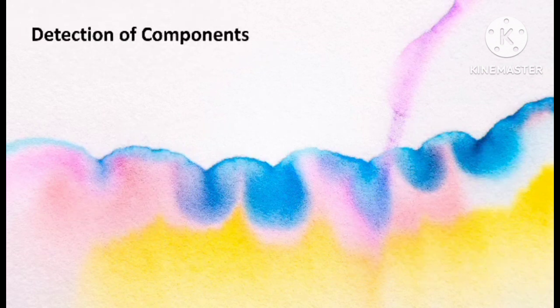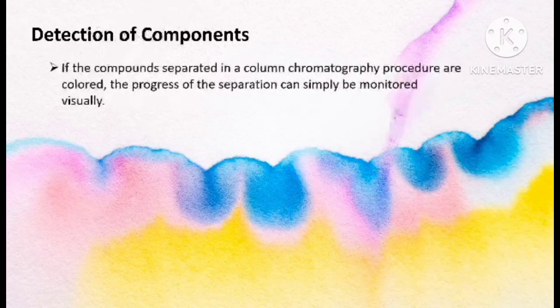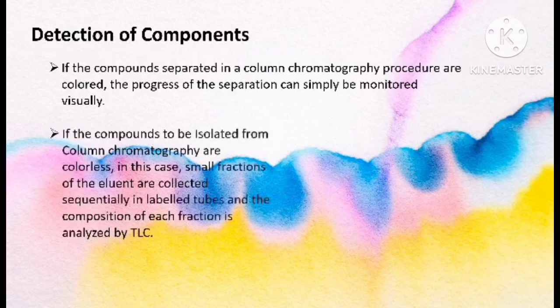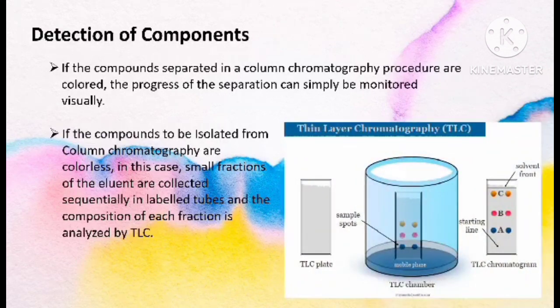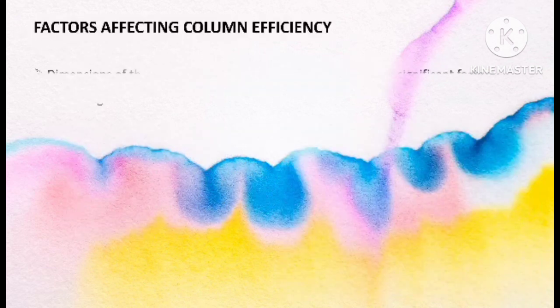The detection of components. If the compounds separated in a column chromatography procedure are colored, the progress of the separation can simply be monitored visually. And if the compounds to be isolated from column chromatography are colorless, in this case, small fractions of the eluent are collected sequentially in labeled tubes, and the composition of each fraction is analyzed by TLC.